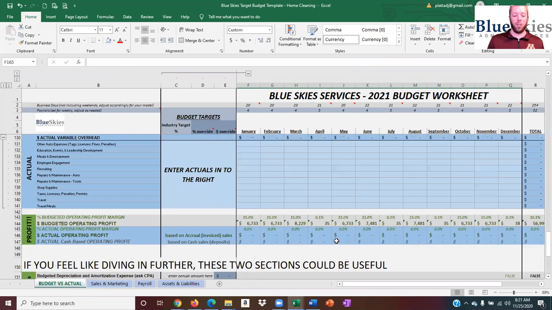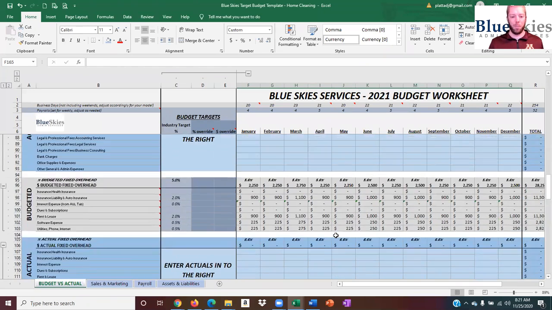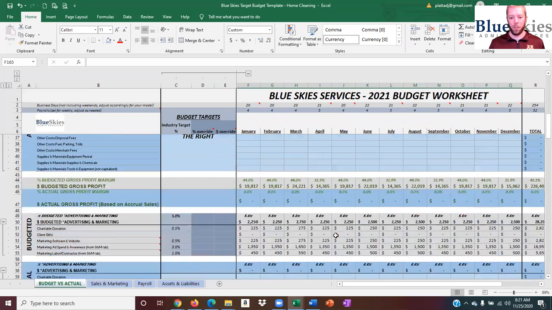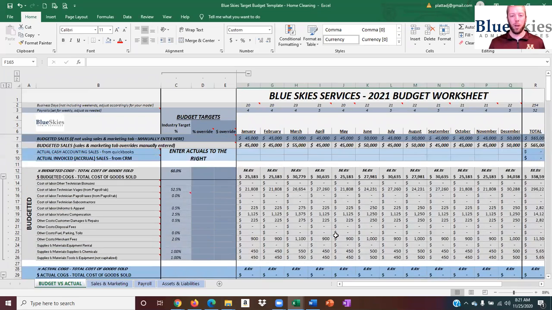So that's it. That's how you use the home cleaning target budget. You're shooting for 10% profitability. Again, this is built for a recurring style business.